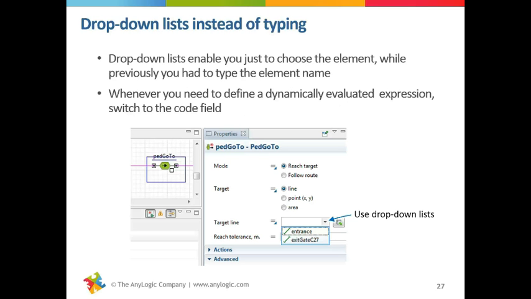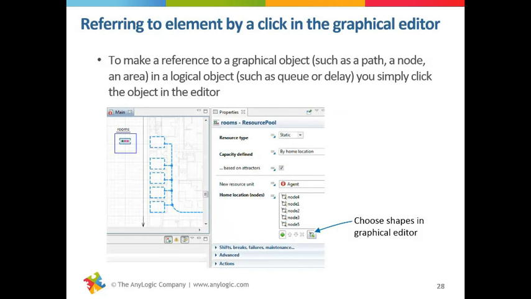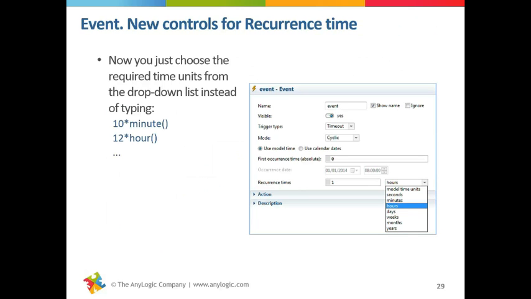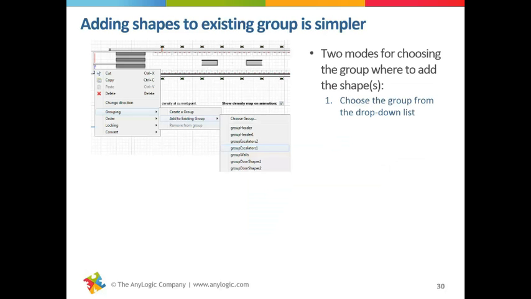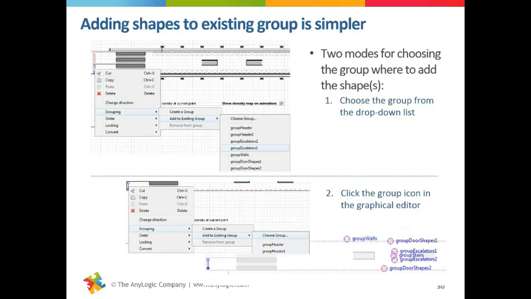Improved usability. In AnyLogic 7, you can choose a target line, for example, from a drop-down list. Or, if you prefer, you can choose using the Graphical Editor selector instead of using the drop-down list. Event now allows you to simply select a unit of time instead of typing the time expression. Adding shapes to an existing group is now simpler. You can choose from a drop-down list or select a group icon in the Graphical Editor.